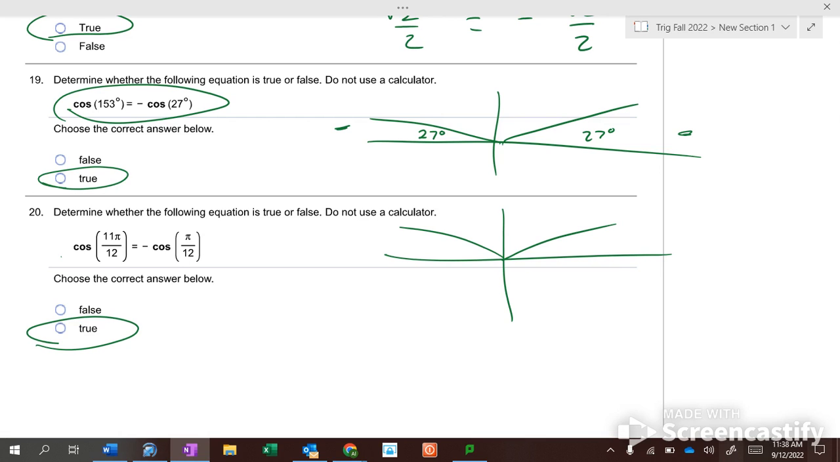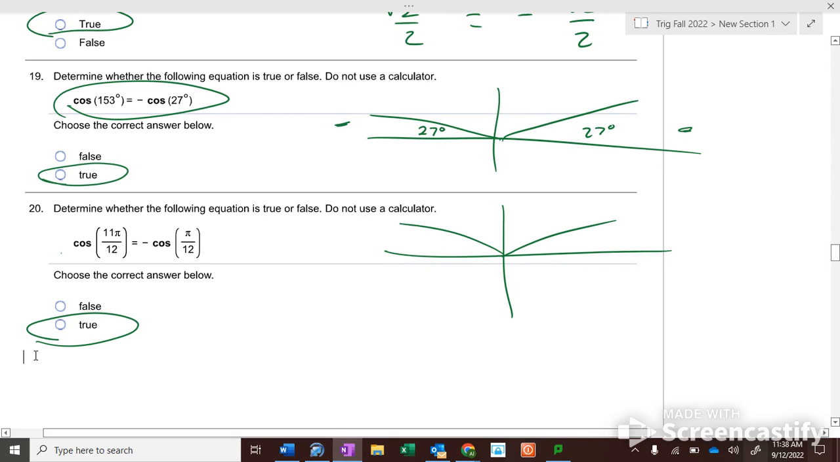But those are 20 problems for you to work through. Most of this we've done before. It's just reference angles and just looking at it a little differently. So there you go. Use your unit circle. Do your best.